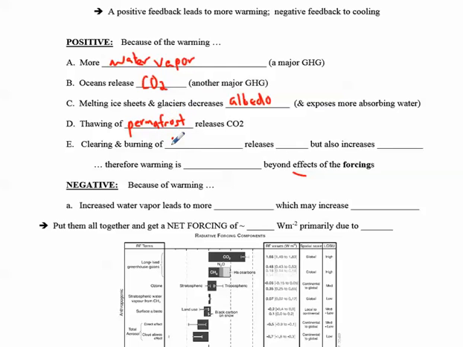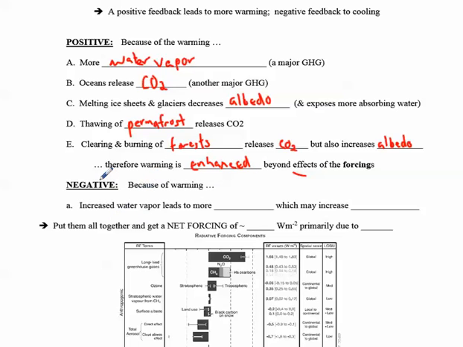Clearing and burning of forests releases a lot of CO2, but it also increases albedo to a certain extent because of all the smoke. So that can have a neutral effect. So because of these positive feedbacks, and these are all very real, the warming is enhanced beyond the forcings, and that's critical. Okay, they're like magnifiers, if you will.